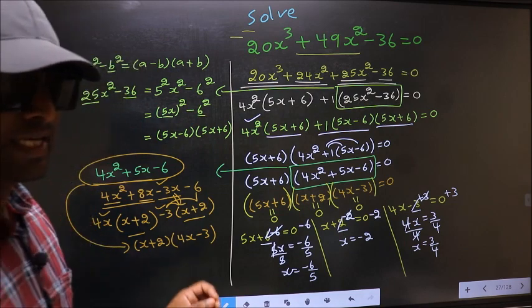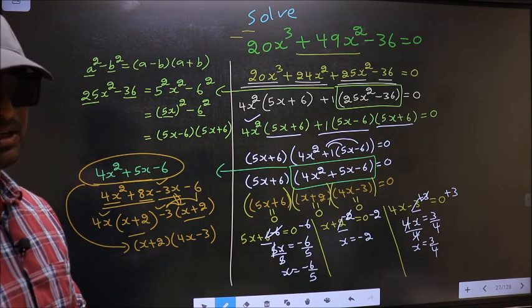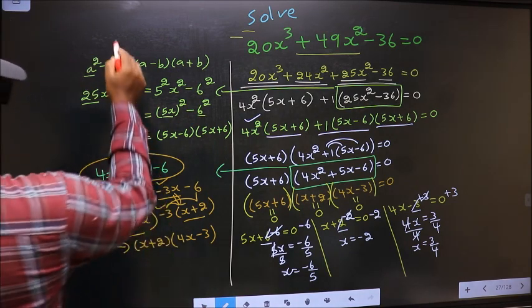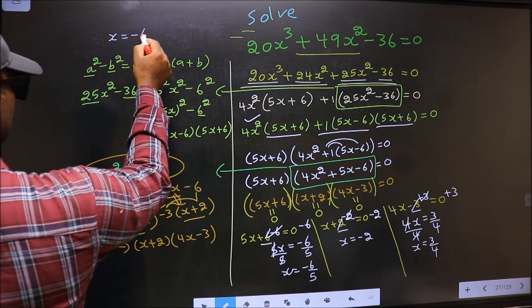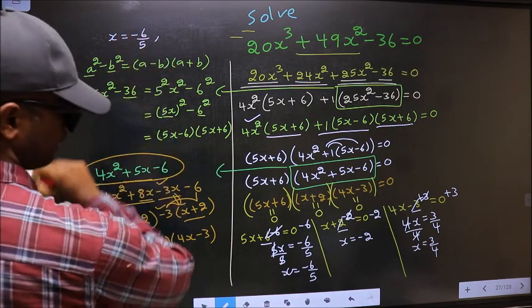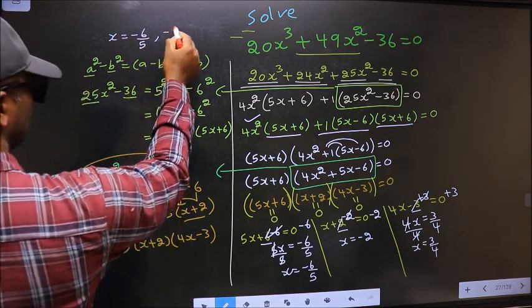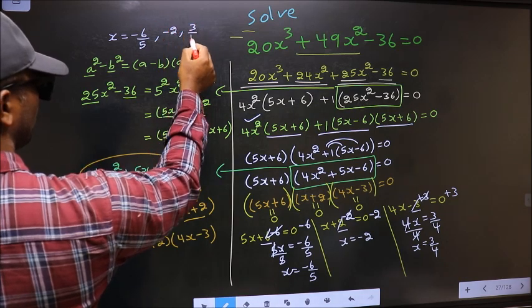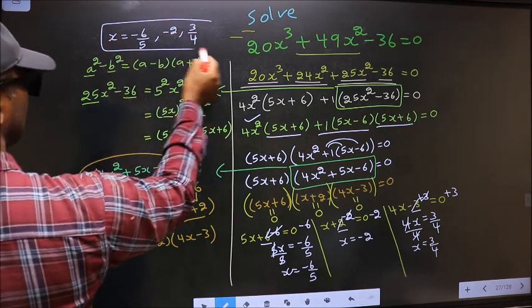So the x values that we got are minus 6 by 5, minus 2 and 3 by 4. This is our answer.